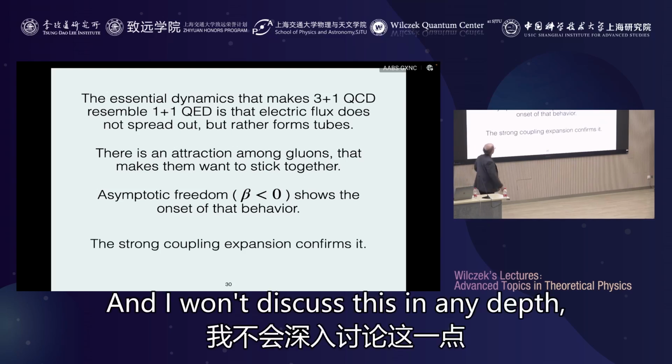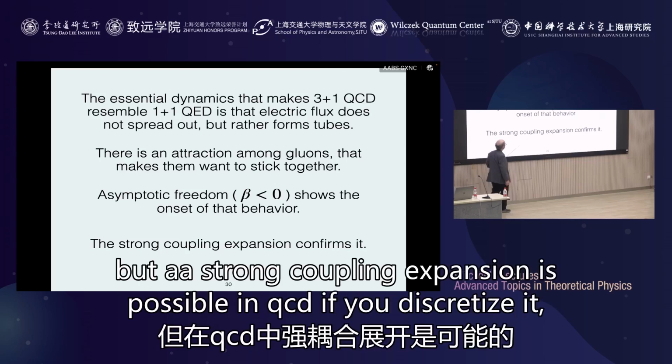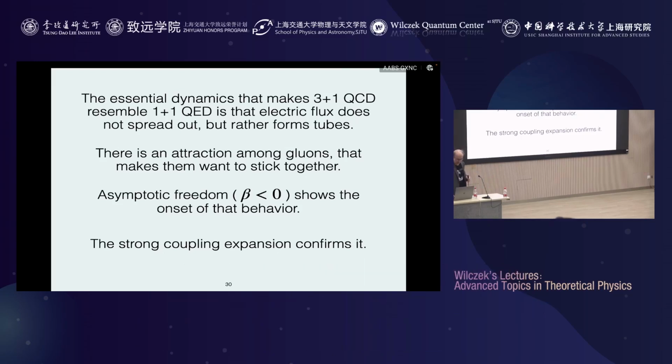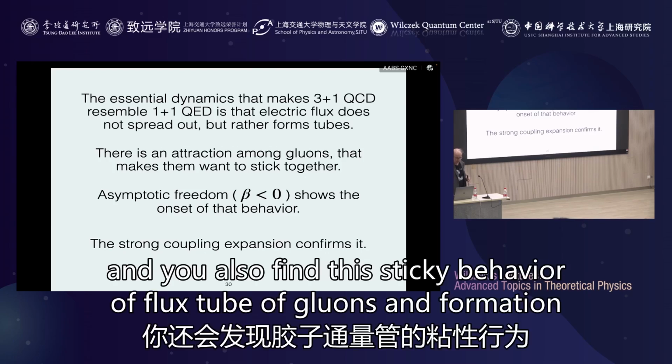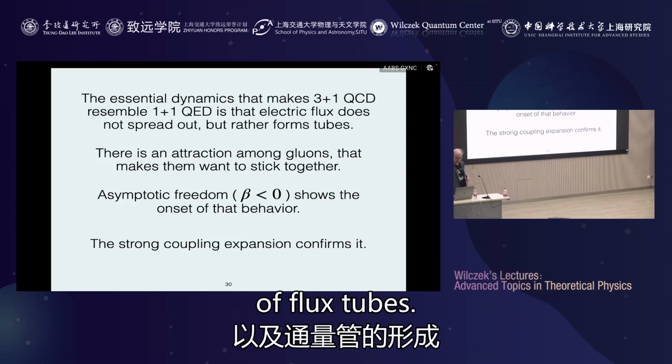And I won't discuss this in any depth, but a strong coupling expansion is possible in QCD if you discretize it, put it on a lattice. And you also find this sticky behavior of gluons and formation of flux tubes.